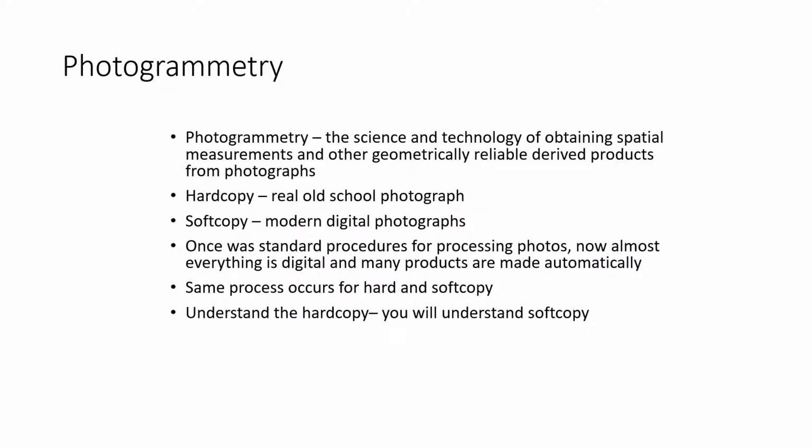Photogrammetry is the science and technology of obtaining spatial measurements and other geometrically reliable products from photographs. In the old days, where they used actual printed photos, they called it hard copy. The modern digital version, we call soft copy. It was once the standard procedure for processing photos, and now pretty much everything's digital and automated. The same process occurs whether you're looking at hard copy or soft copy. We just do it electronically, but you need to understand the theory of how it works.